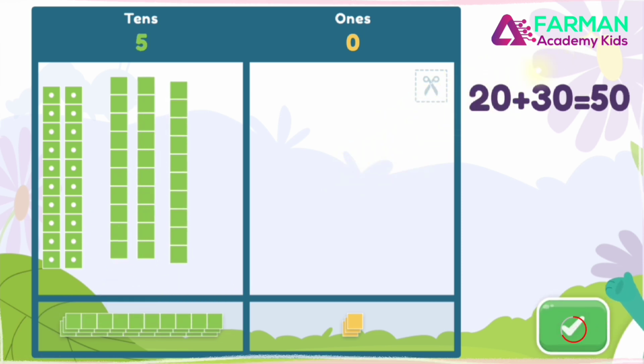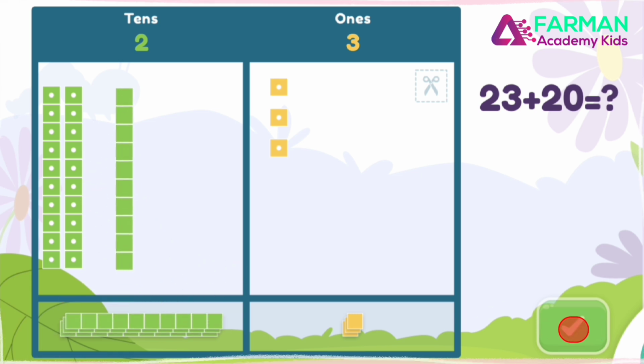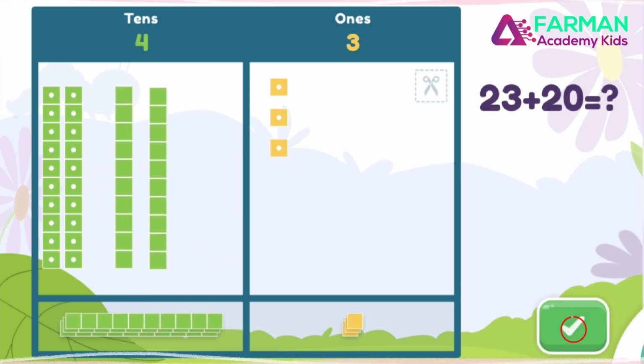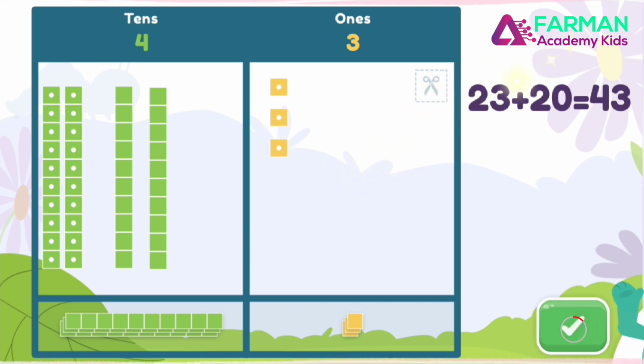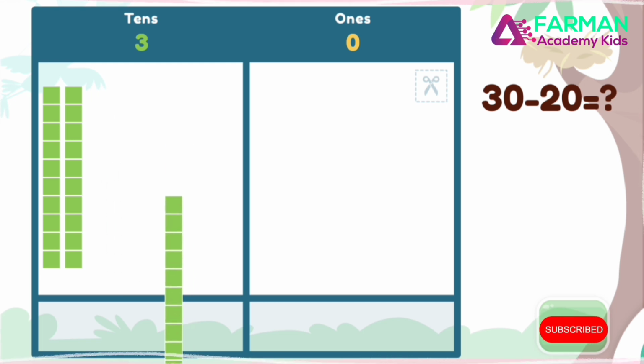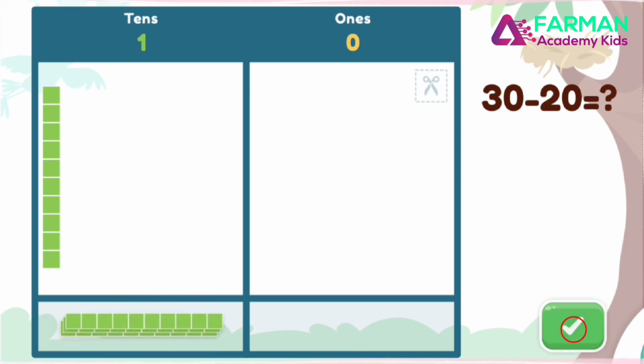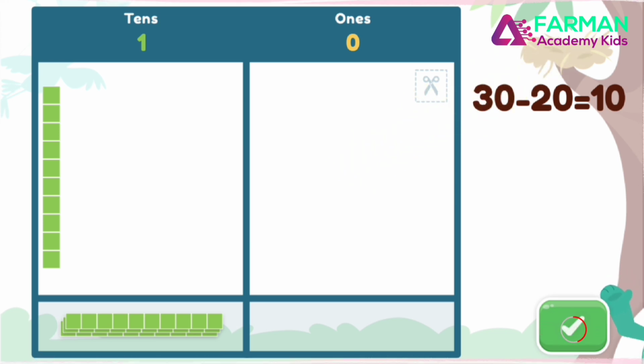Yay! There are 5 rods. That equals 50. Use the rods and blocks to solve the equation. 23 plus 20. Super duper! There is 30 in the frame. Remove 2 rods to take away 20. Super! You took away 2 rods. 30 minus 20 equals 10.